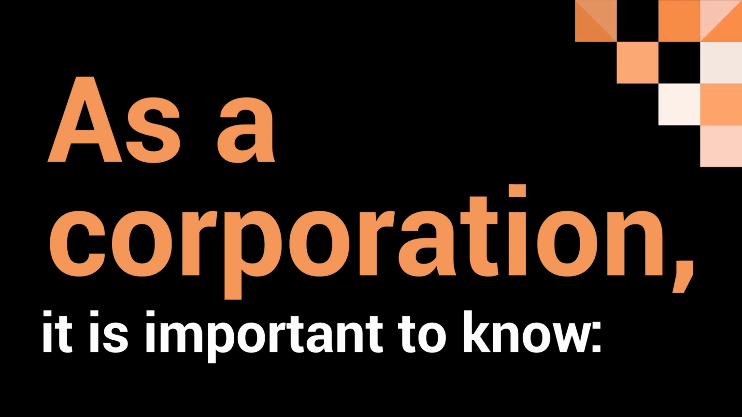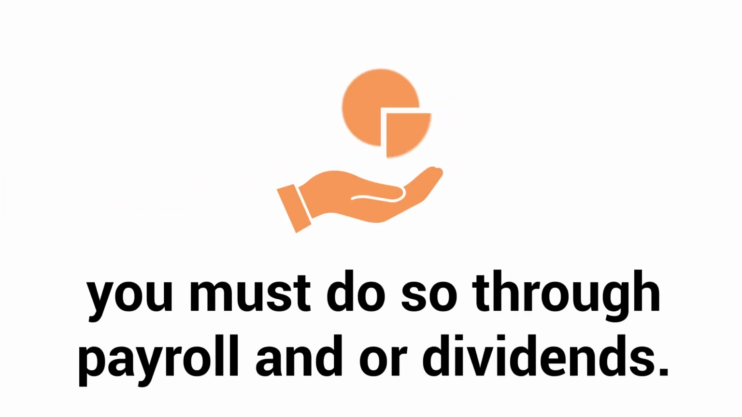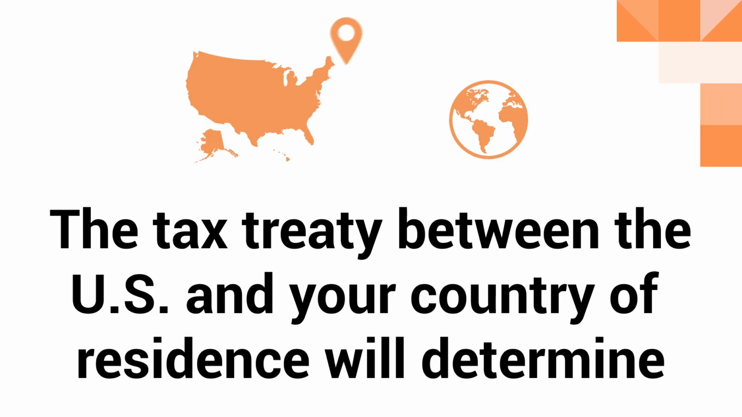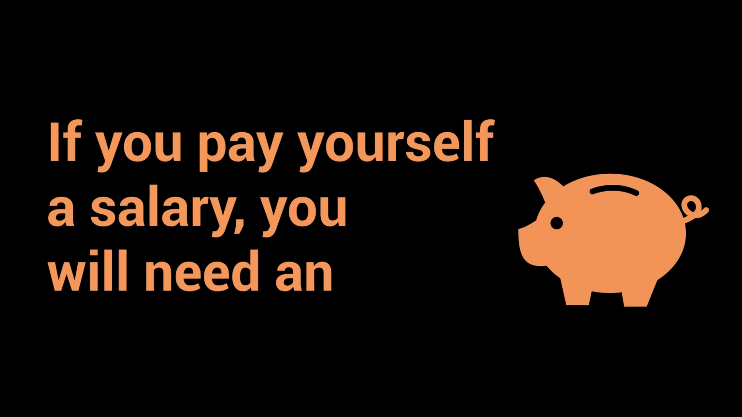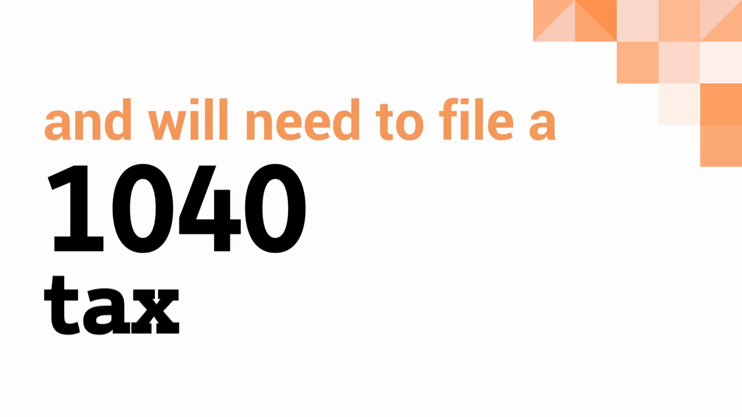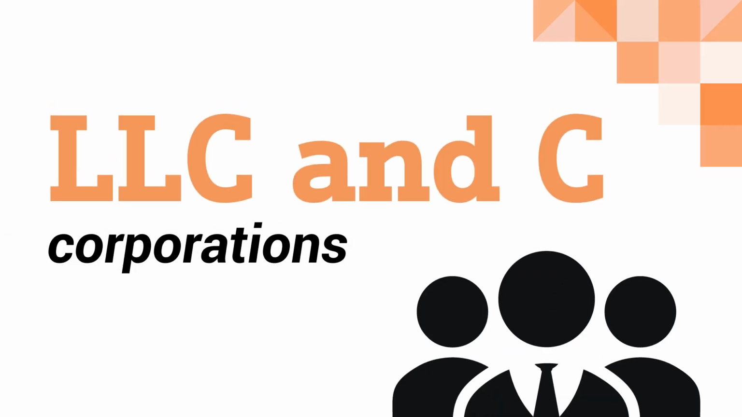As a C corporation, it is important to know if you want to distribute money from your company to an owner, you must do so through payroll or dividends. The tax treaty between the U.S. and your country of residence will determine how that salary and/or dividend is treated for tax purposes. Now, if you pay yourself a salary, you will need an ITIN and will need to file a 1040 tax return. There also may be additional state requirements for both LLC and C corporations.